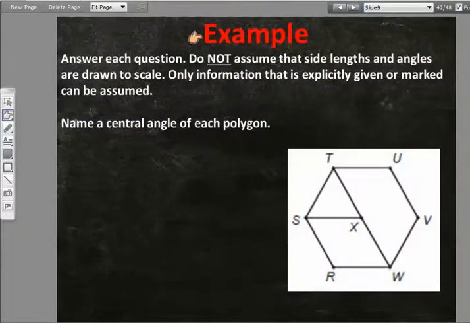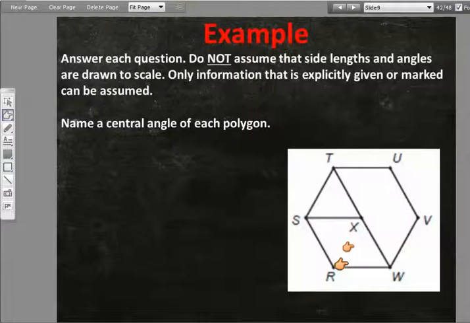Let's look at some examples. It says, do not assume that the side lengths and angles are drawn to scale. Only information that is explicitly given or marked can be assumed, and that's for almost any geometry problem ever. It says, name a central angle of each polygon. Well, if you look, they're showing us 3 different angles right here. Here's one, there's one, and there's one. Well, you have to decide which one is the central angle.